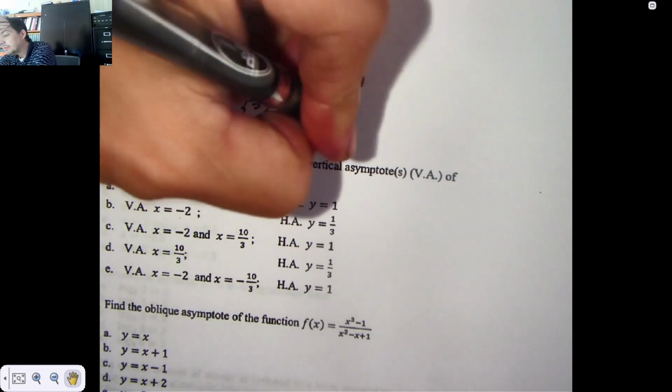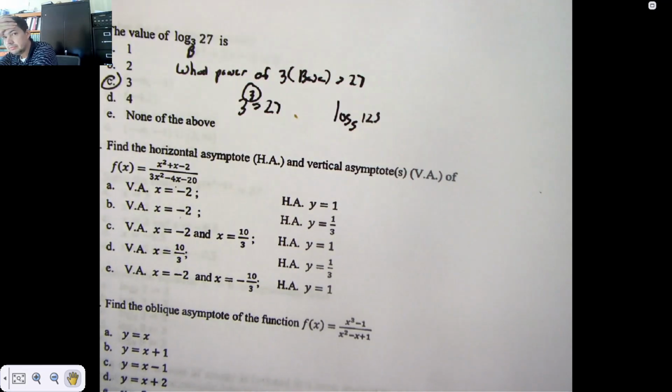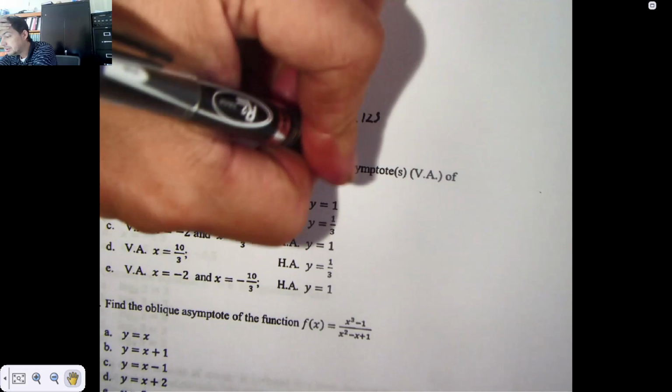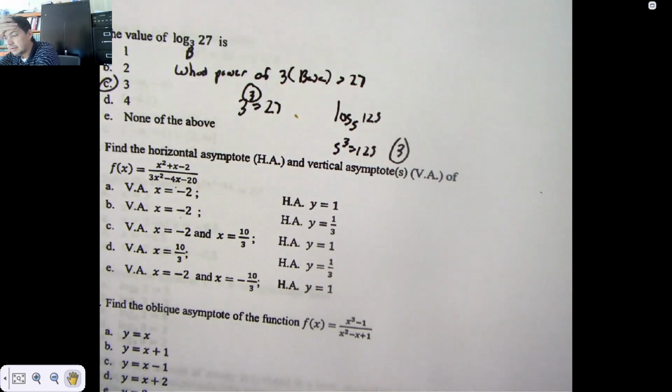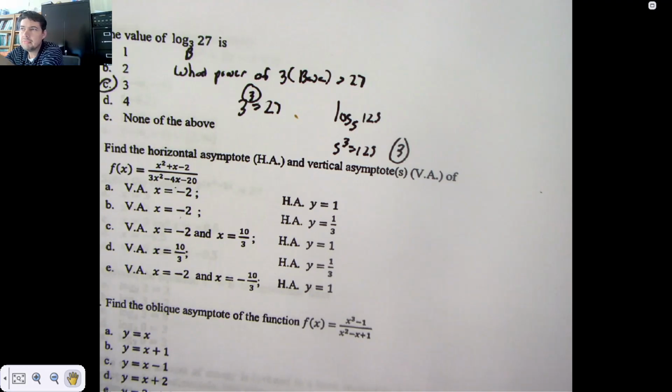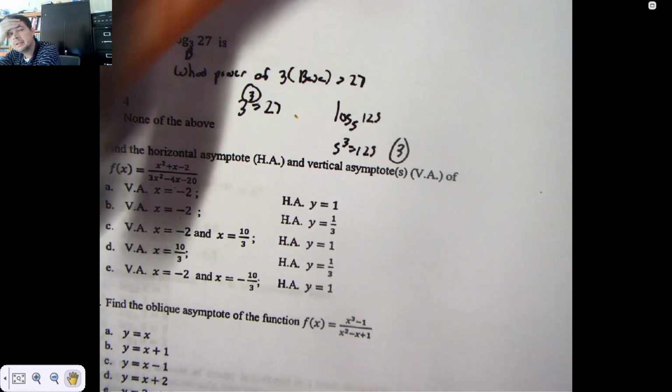Like if you saw log base 5 of 125, I know that 5 cubed is 125, so 3 is still my answer. Be on the lookout for things that are simple. I don't know that the answer will always be 3, but it's a pretty common number. A lot of times we don't do fourth powers because kids in fourth powers usually aren't that good.